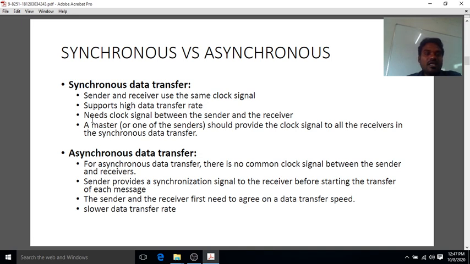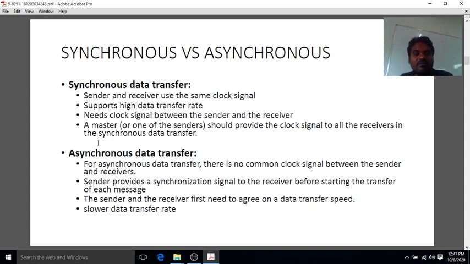And here it needs the clock signal between the sender and the receiver, because the same clock is being used in the sender and receiver. And here a master, that is, one of the senders, should provide the clock signal to all the receivers in the synchronous data transfer.